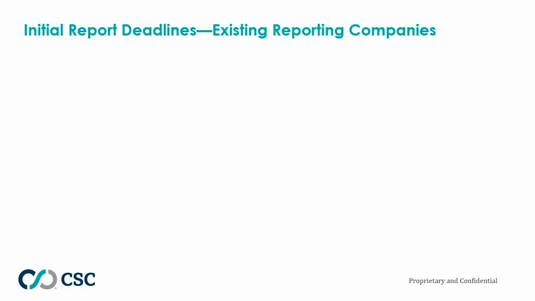Now, one important thing to know about the Corporate Transparency Act is when does it become effective and what are the reporting deadlines for companies that have to report under the Act? Well, the initial report depends on whether the company is existing at the time the Act takes effect or whether it is formed after the Act takes effect. The Corporate Transparency Act takes effect on January 1, 2024, coming up very quickly here.